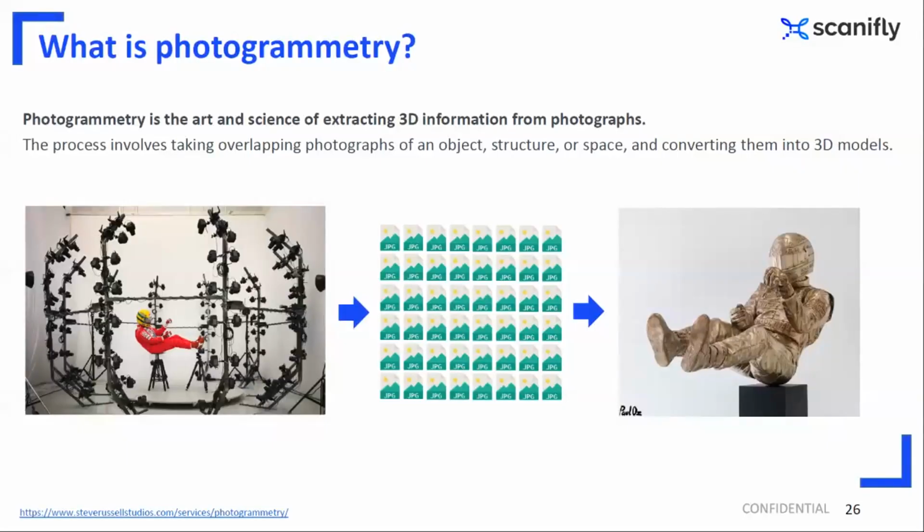So one method for 3D mapping the real world is called photogrammetry. And photogrammetry is the art and science of extracting 3D information from photographs. This involves taking overlapping photographs of an object, structure, or space and converting them to a 3D model. For this example, the artist used an array of DSLR cameras and the photogrammetry method to create a 3D model of this race car driver. Super cool.